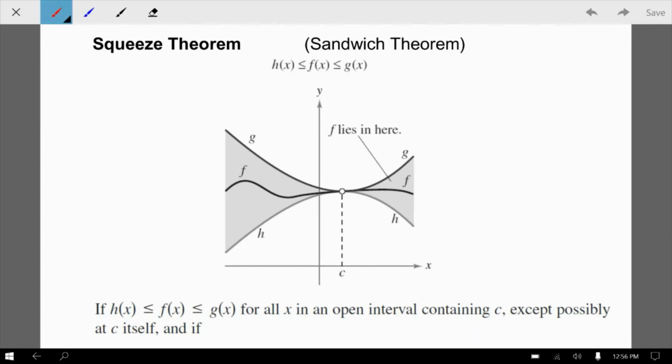And the function that I'm interested in evaluating is this function f. And notice that it falls between g and h. That's what we call a bounded function. So we have f bounded between g and h. g is the upper boundary. We know f's never going to go above g. h is the lower boundary. We know that f is never going to go below h. So we have an upper bound and we have a lower bound. So that means our function is bounded.